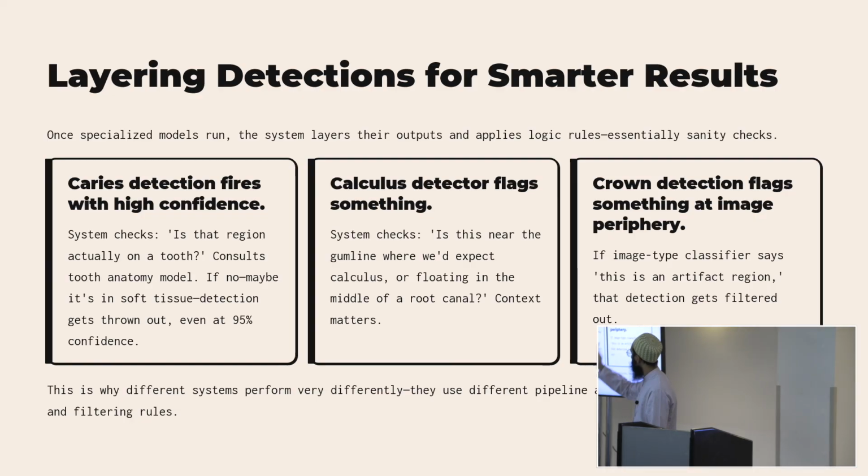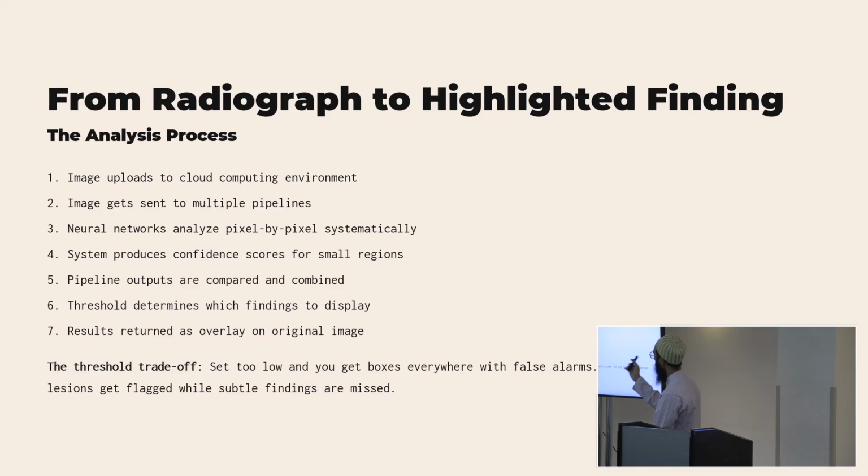A couple examples of this that aren't that great: if a caries isn't on a tooth, then obviously it's not a caries. If there's calculus inside the pulp, it's probably not calculus, et cetera, right? So you can break everything down into the smallest pieces and just keep what's remaining. I walked through this already, but basically the image gets sent to multiple pipelines, pixel by pixel analysis, confidence scores for each of the regions.